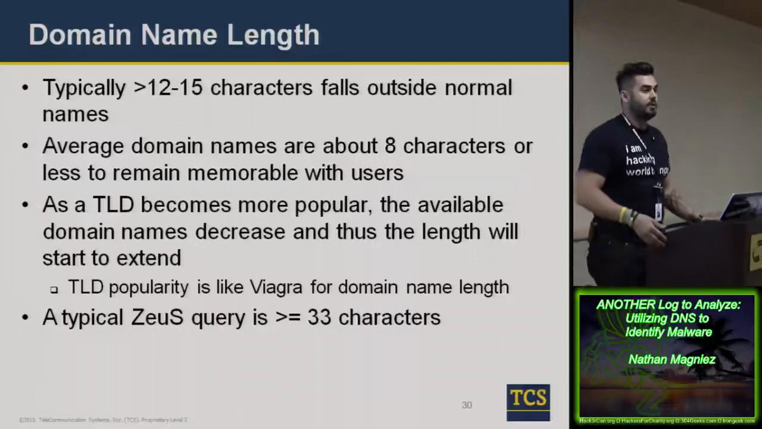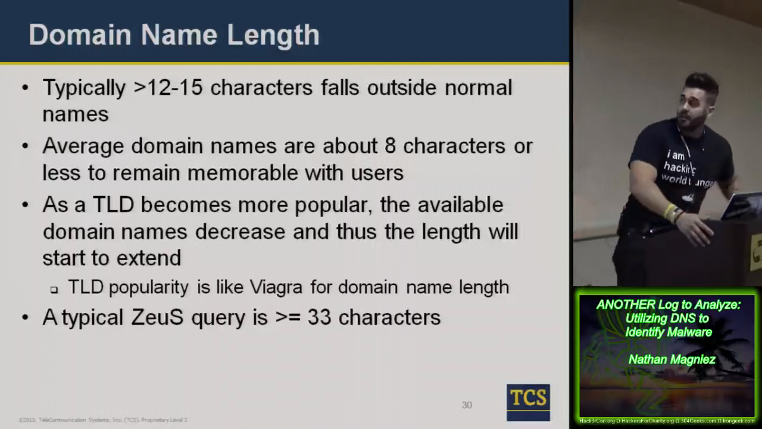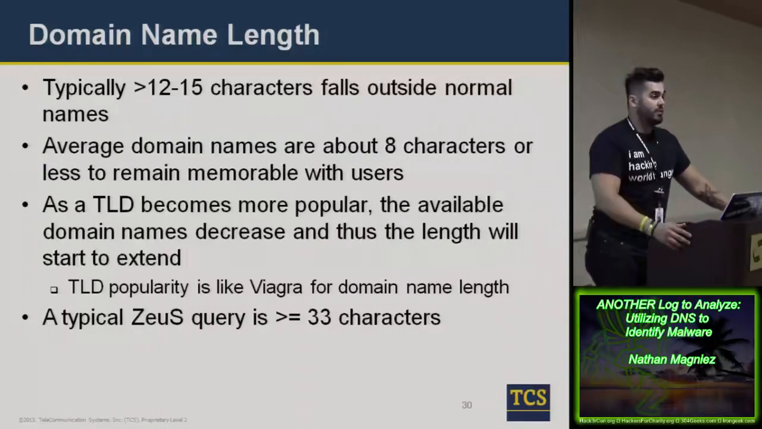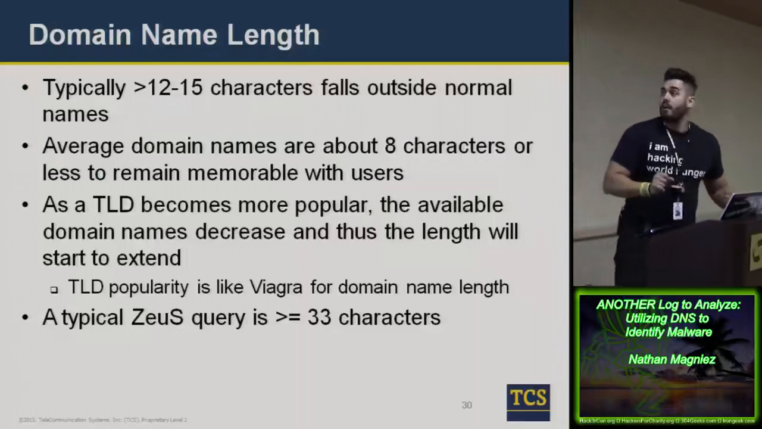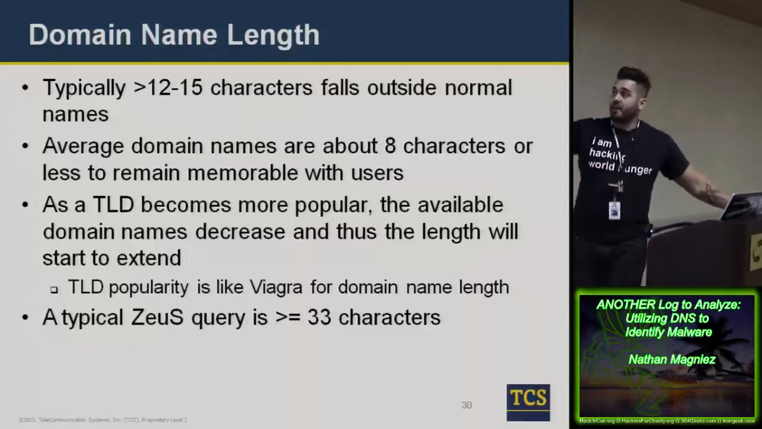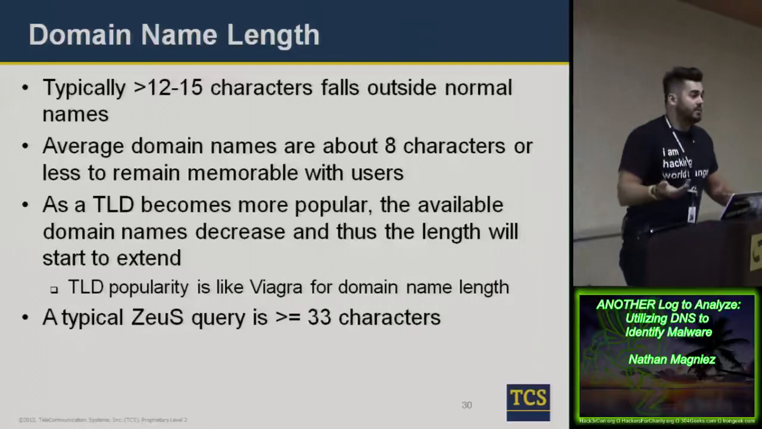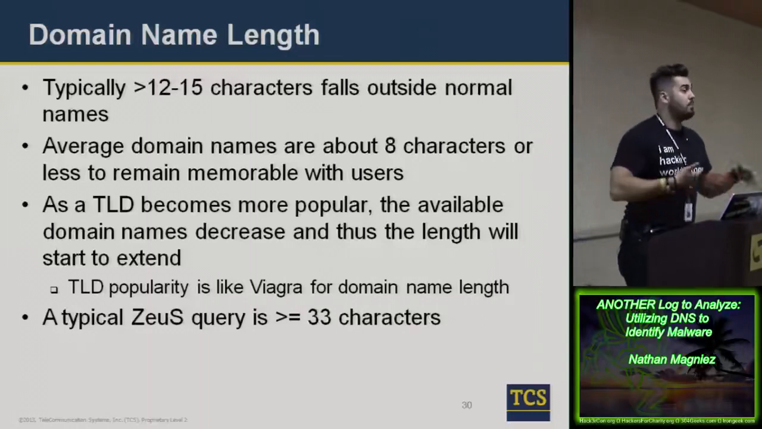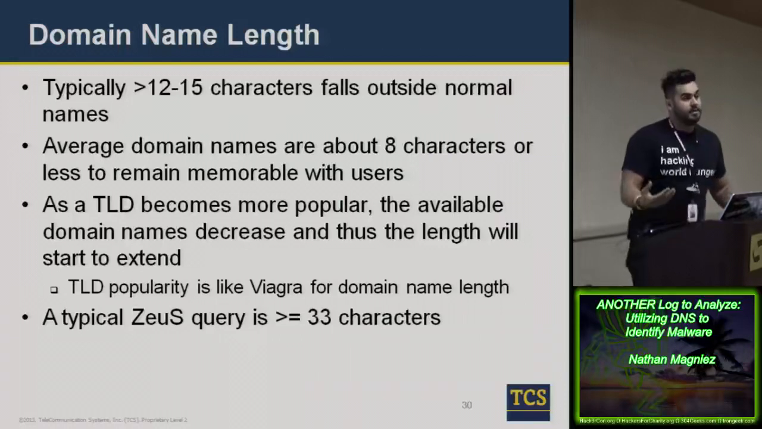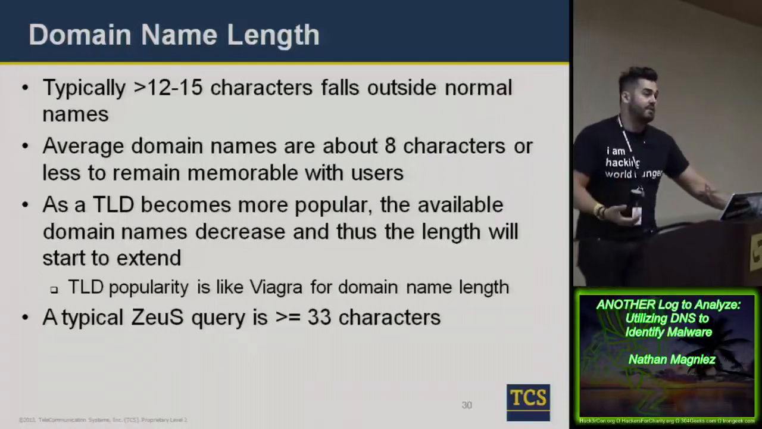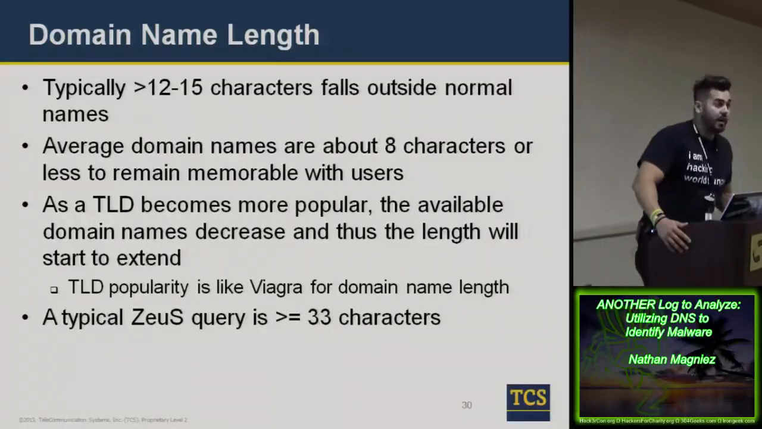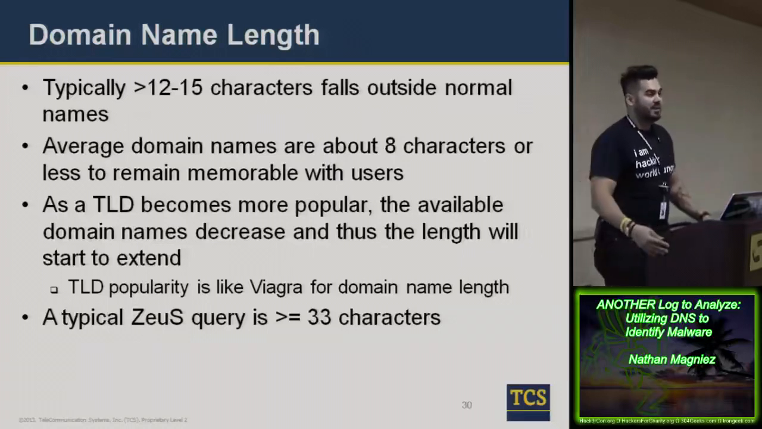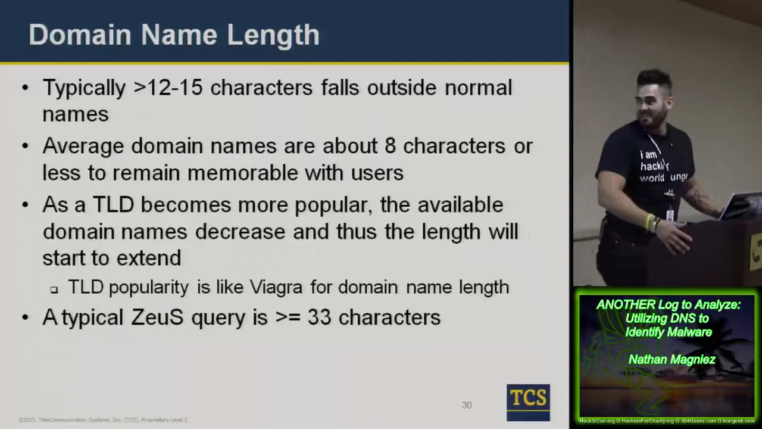So if you think of all the major websites, they're typically less than 12 characters. The average domain name is about 8. As a TLD becomes more popular, it's going to be harder to get names available in that specific range. It's going to be something that's memorable to an end user. That's good for us, because we can start to establish baselines of what's normal. Like I said, TLD popularity is like Viagra for domain name length. It just keeps growing and growing until you have to get another top-level domain.